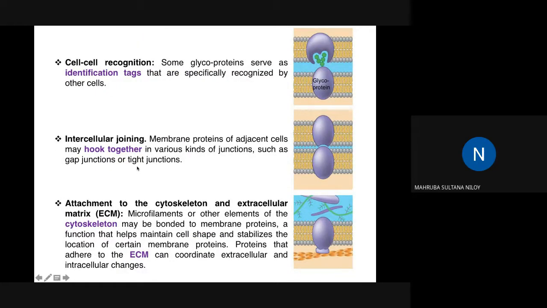And these three are very clear to you, I feel, isn't it? Cell recognition, first of all. Can anyone tell me how cell recognition happens? There are tags. Okay, you can explain, no problem. There are glycoproteins that act as identification tags to help the other cells get recognized.